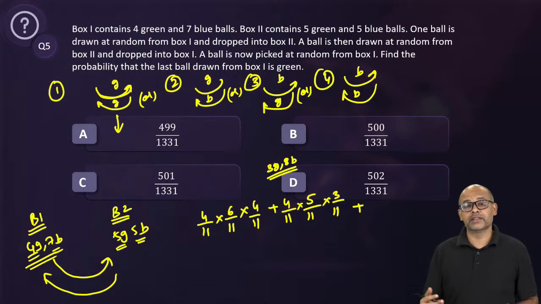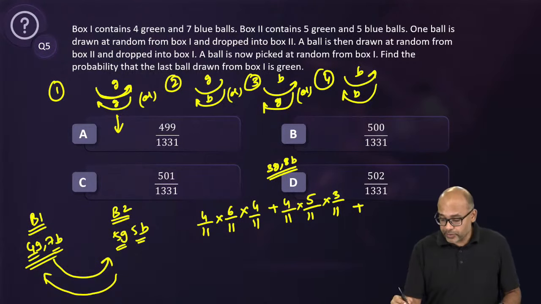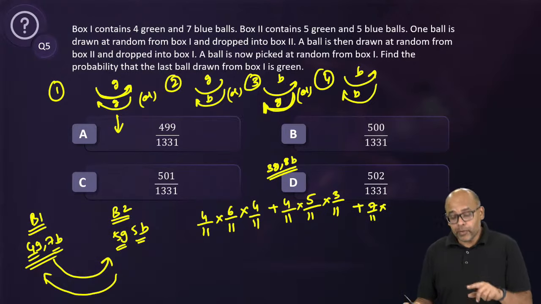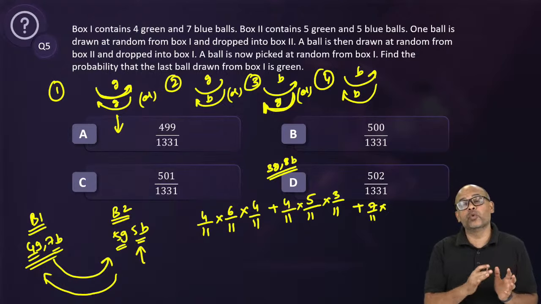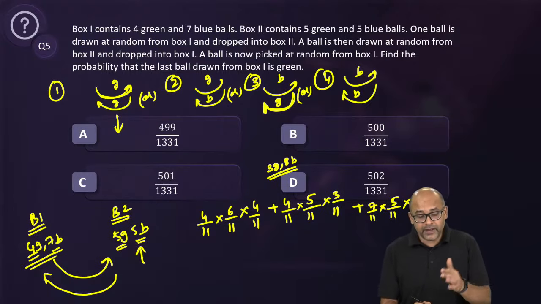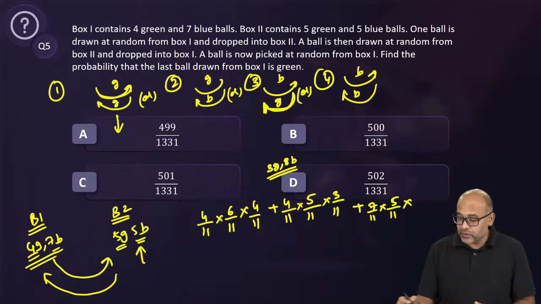Or the third case. What is the third case? Let me write the third case here. A black ball is going. So black ball going will be 7 by 11. And a green ball is coming back. When a green ball is coming, remember, when a black is getting added here, the greens will still remain the same. Only the blacks will increase. So it is 5 by 11. And then finally, your black went and green came back. So total greens will become 5 out of 11.